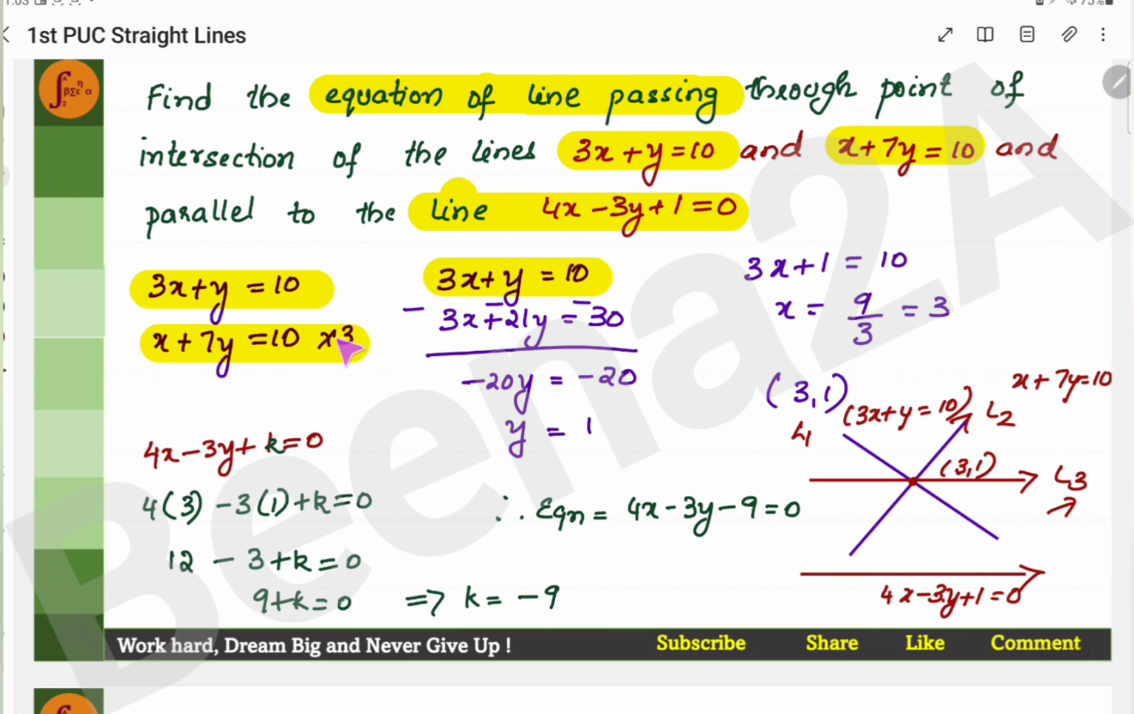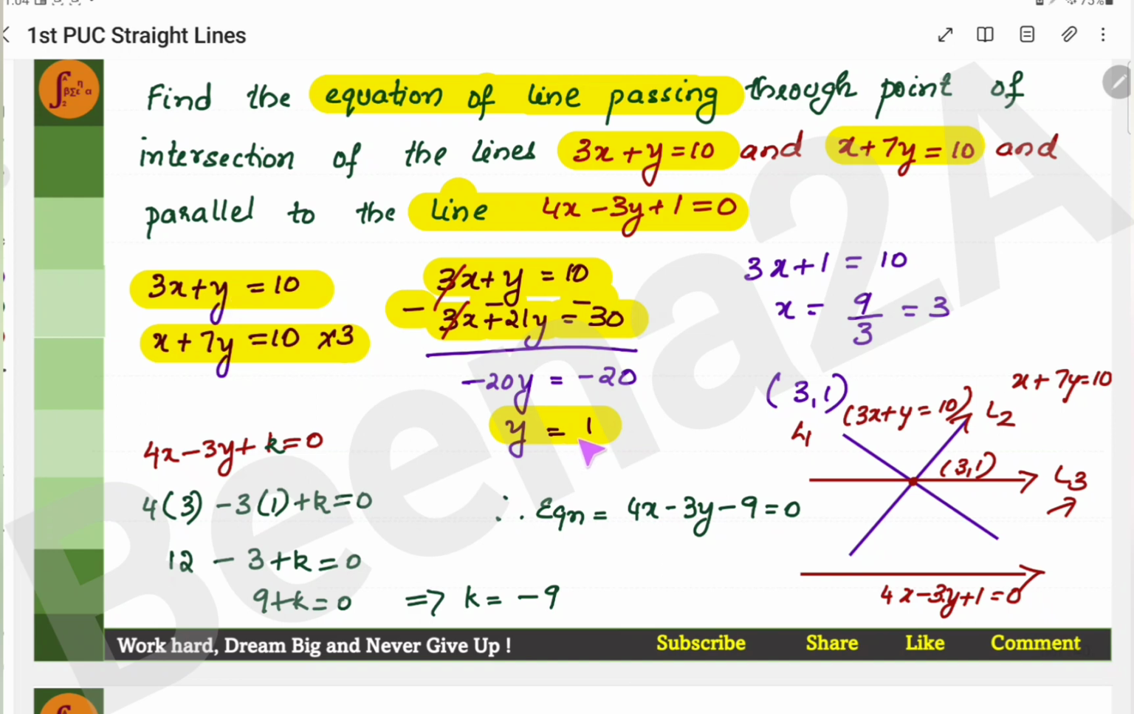You multiply this entire equation by 3, so it will be 3x, 3 into 7 is 21y, 3 into 10 is 30, and then you subtract the whole equation. So 3x and 3x will get cancelled, so you'll get 20y is equal to 20, which means y is equal to 1. Now y is equal to 1, take any one of these equations and substitute the value of y.